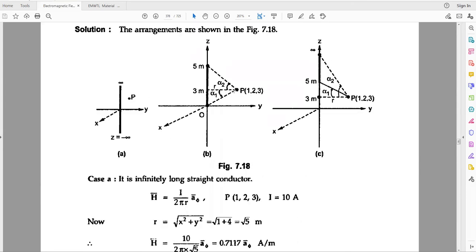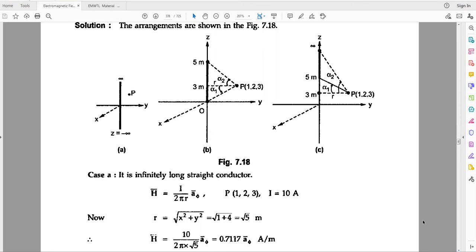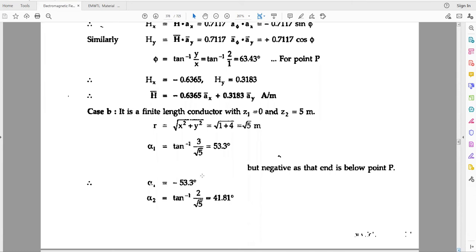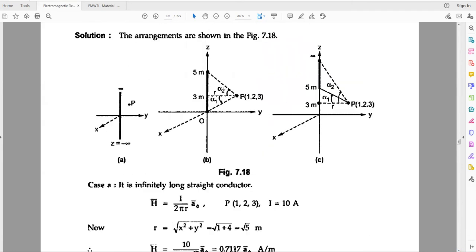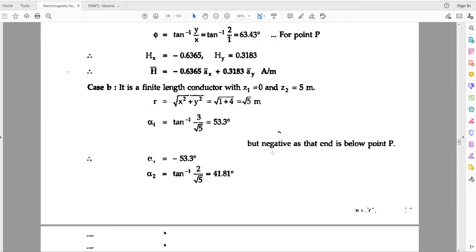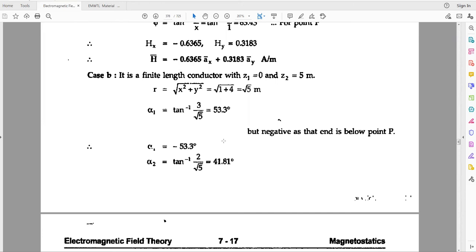Y means it is 2, and you can split this into parts. 0 to 3 means here the opposite side value is 2, and here the opposite side value is 3. And 0 to 5 is divided as up to this, the value is 3 meters, and here 2 meters. Okay, my dear students. So for alpha 1 and alpha 2, the opposite side by the adjacent side. The adjacent side is r here. R is root 5. So alpha 1 is 3 by root 5, and here 2 by root 5. Alpha 1 we got 53.3 degrees and alpha 2 is 41.81 degrees.